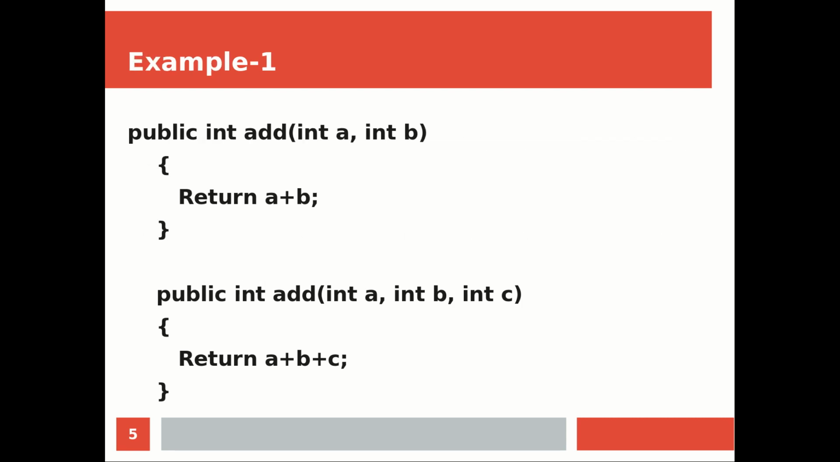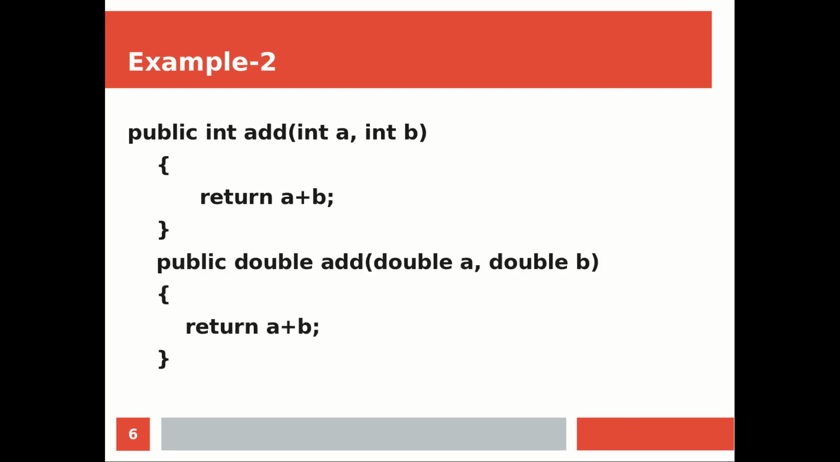This is my first example. As you can see, we have two add methods in the same class, and the input parameters are different in number. The first method has two input parameters, and the second method has three input parameters. So this is an example of method overloading. Now example 2: we have the same add method in the same class, but the type of input parameters is different. The first is an integer and the second is double. So this is also an example of method overloading.